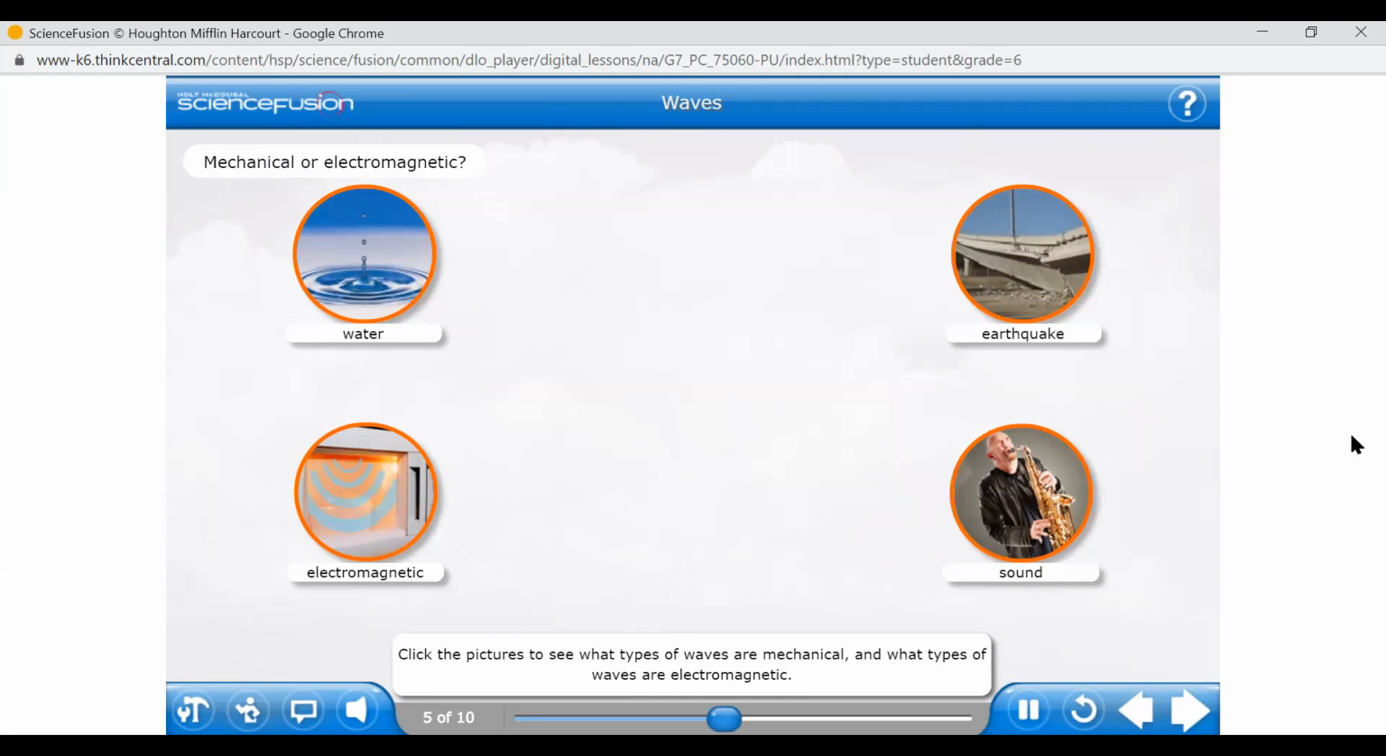Click the pictures to see what types of waves are mechanical and what types of waves are electromagnetic.